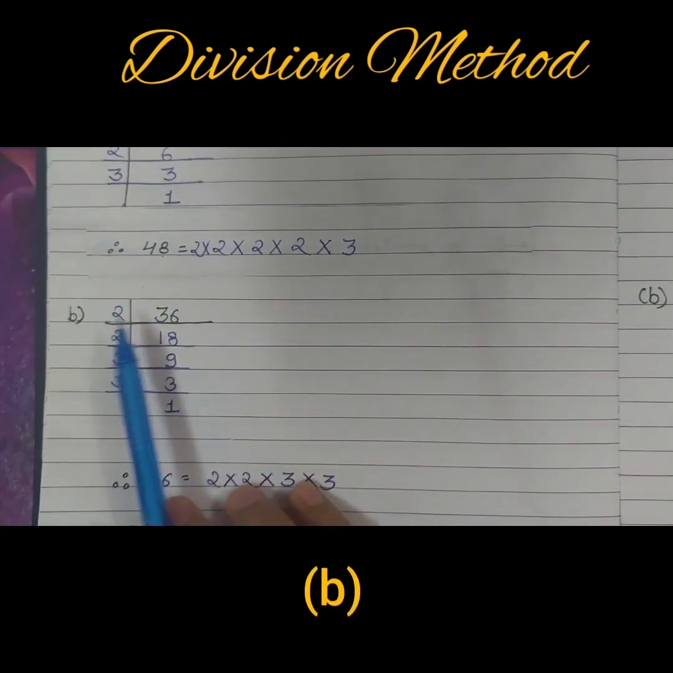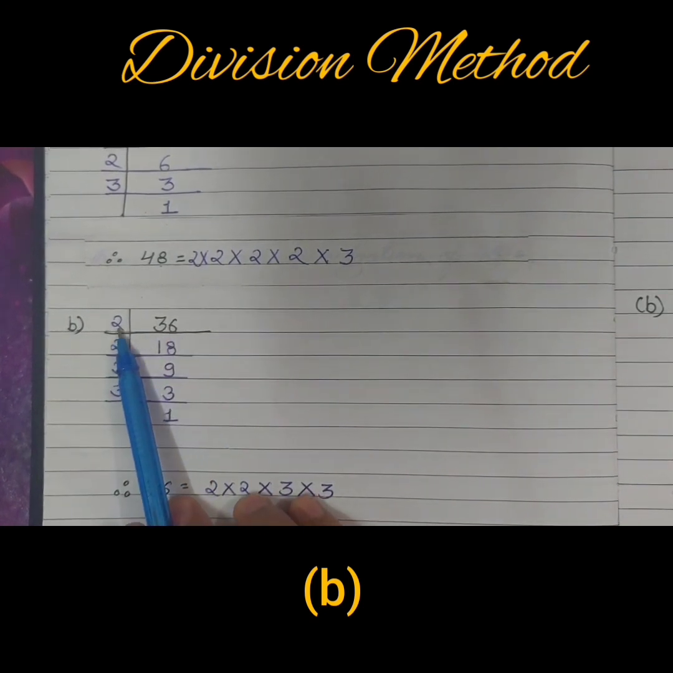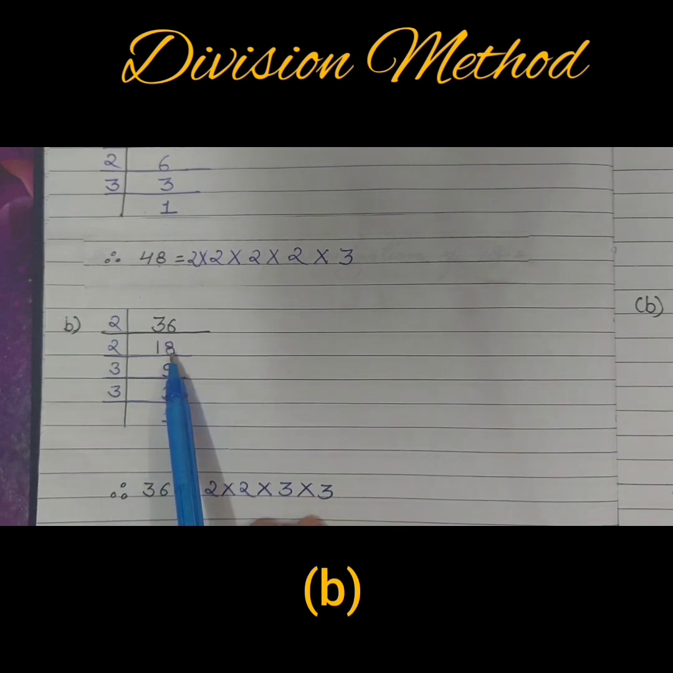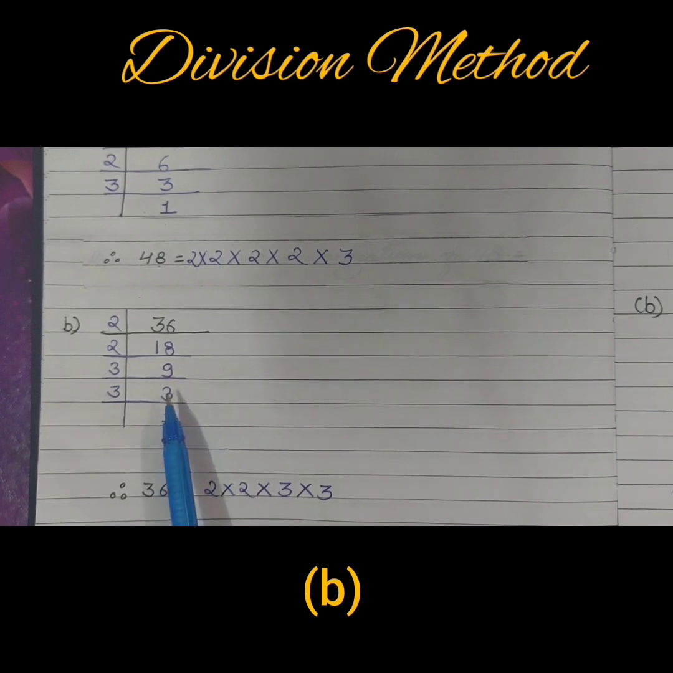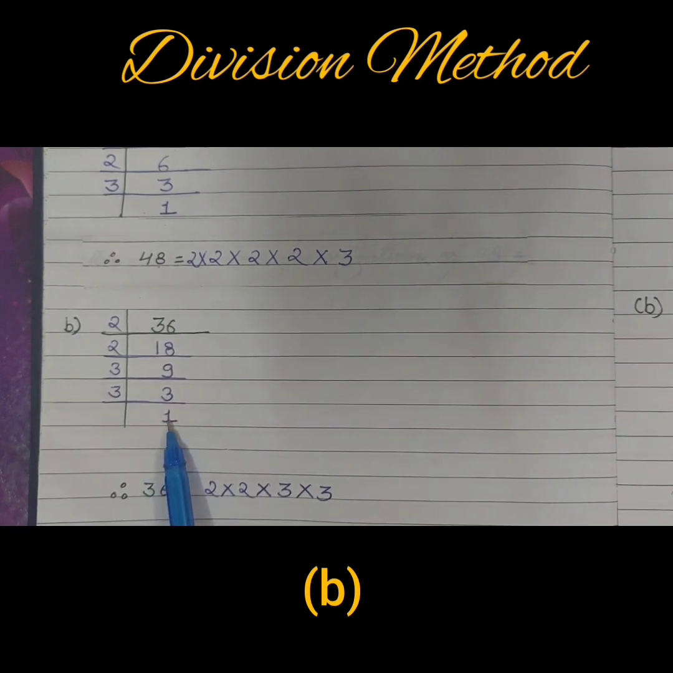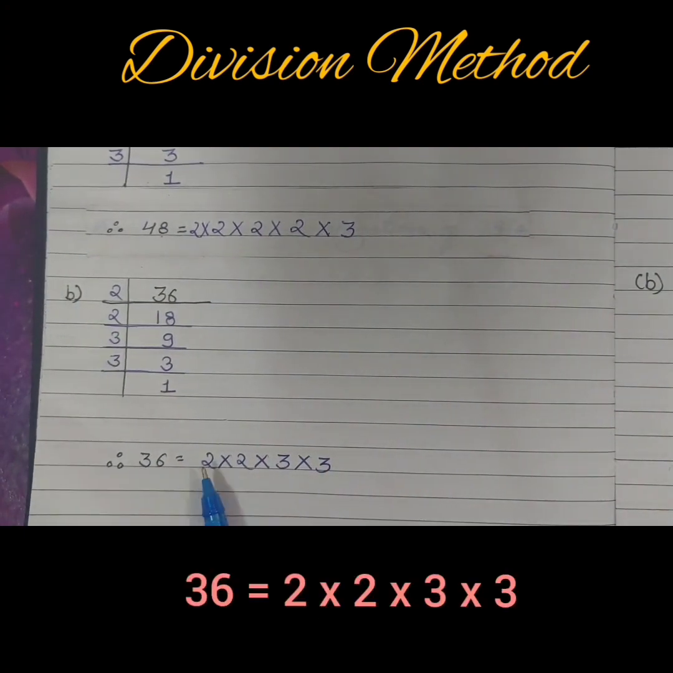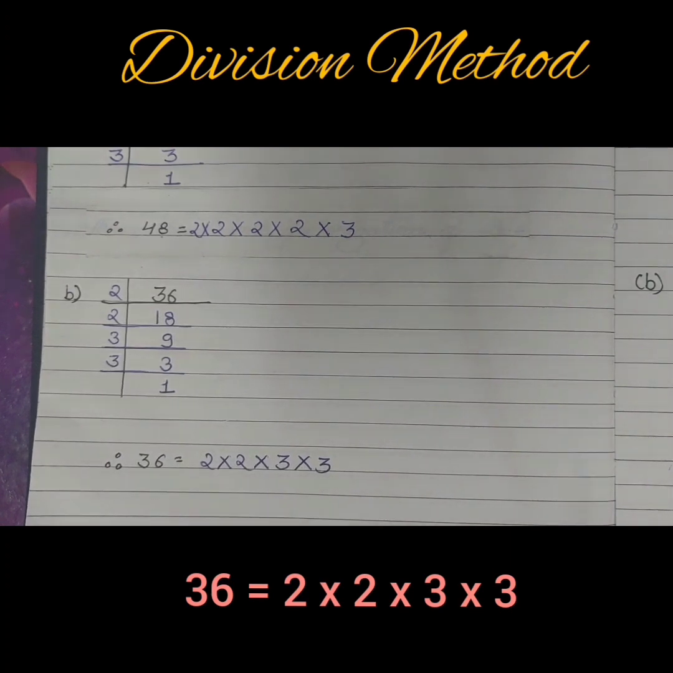Now, B part, 36. 36 is an even number, so divide it by 2. We get 18. Now again divide this 18 by 2, we get 9. Now divide this 9 by 3, we get 3. And 3 is a prime number, so divide 3 by itself. 3 ones are 3. Now we have 1 as a quotient. Therefore, the prime factorization of 36 is 2 into 2 into 3 into 3.